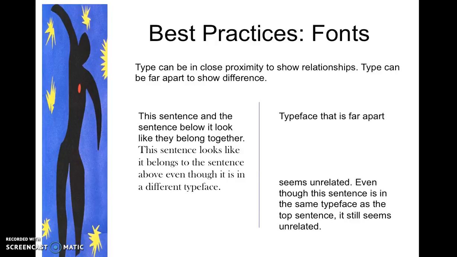So another best practice, so if that was R, then this is P, so this is proximity. So type can be in close proximity to show relationships. Type can be far apart to show difference. On the left side now.